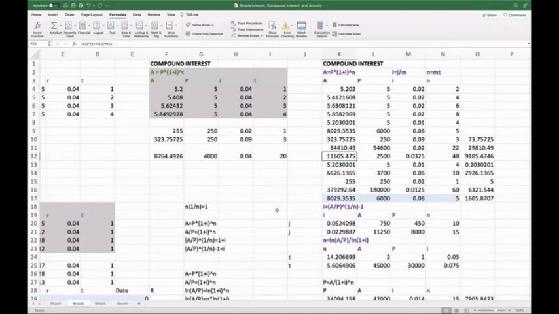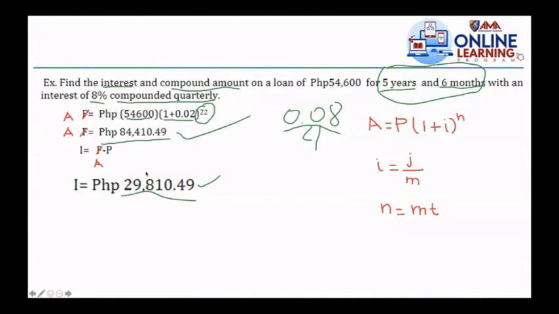Okay, class. So now 84,410. The same, 84,410. Then to get the interest, A minus P, right? A minus P. You get this, the interest, 29,810.